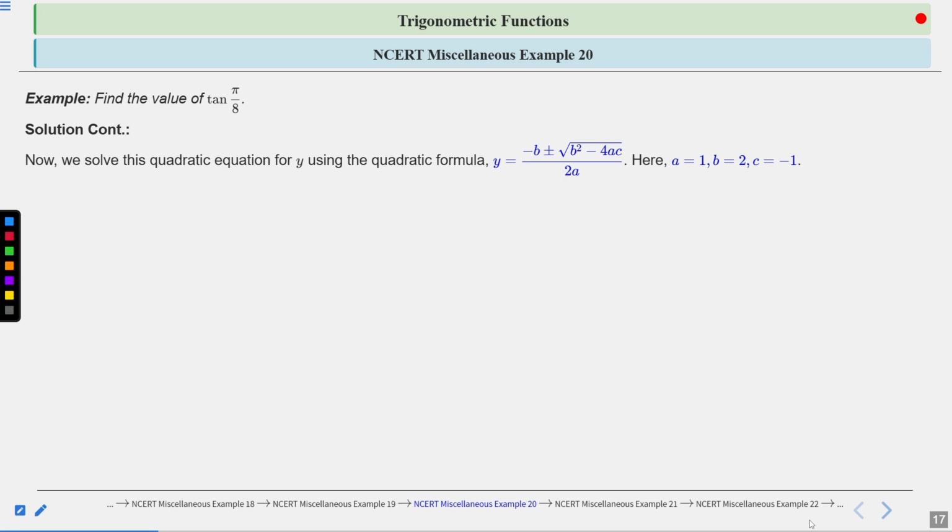Now we solve this quadratic equation for y using the quadratic formula, which is y is equal to minus b plus minus root over b square minus 4ac upon 2a. Here you can observe that a is equal to 1, b is equal to 2 and c is equal to minus 1. So y will be equal to minus 2 plus minus root over 2 square minus 4 into 1 into minus 1 upon 2 into 1. Hence y is equal to minus 2 plus minus root over 4 plus 4 upon 2, that is, minus 2 plus minus root 8 upon 2. Clear? So y will be equal to minus 1 plus minus root 2, right?